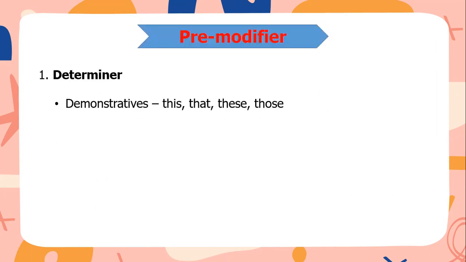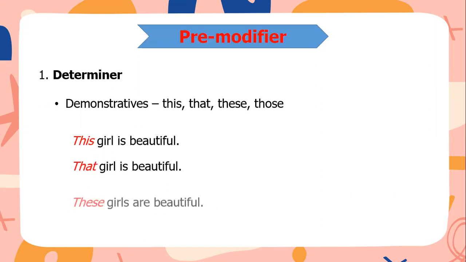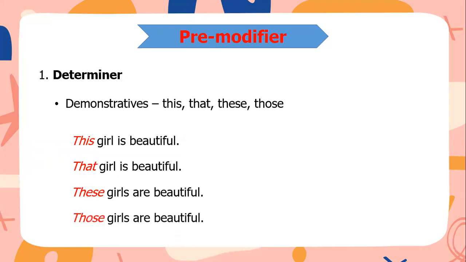Next are demonstratives: this, that, these, those. This girl is beautiful. That girl is beautiful. These girls are beautiful. Those girls are beautiful. This, that, these, those are used as modifiers and adjectives in the sentence. Why? Because these words give information about the noun.